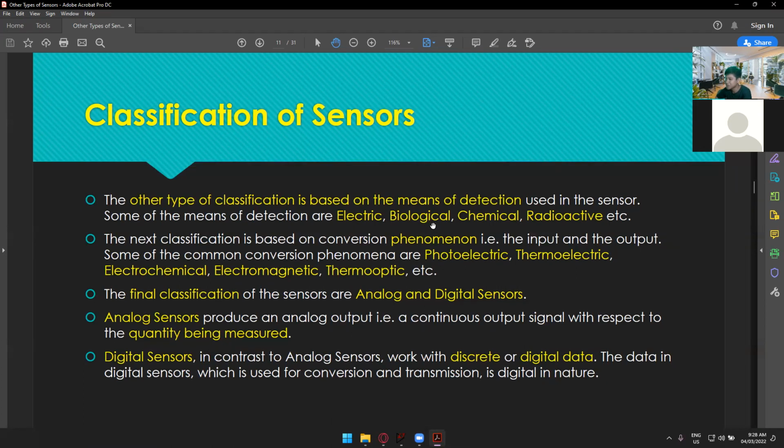For biological, chemical and radioactive, I don't know how they sense those things, but of course it's a technology that can detect biological things, chemical things, and radioactive things. But most commonly we will only stick with the electrical thing, since we are in the world of computers. Probably there is some part wherein we're going to apply biological, chemical, or radioactive, but most likely it's 90% electrical energy only.